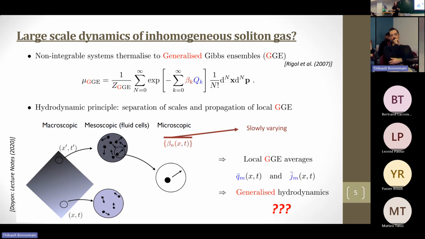Okay, so these kinds of ensembles that involve an infinite number of Lagrange parameters are called generalized Gibbs ensembles, and the generalized hydrodynamics describes the propagation of those local equilibria. So today I will be talking about how to construct the GGE for the KdV equation, and then I will construct this generalized hydrodynamics.